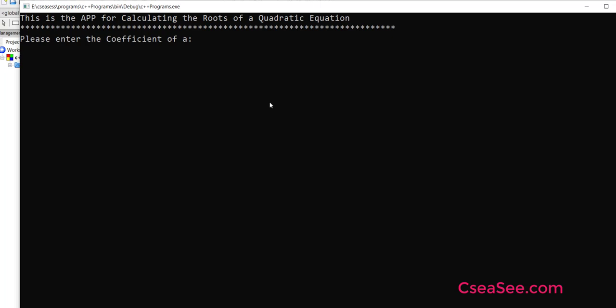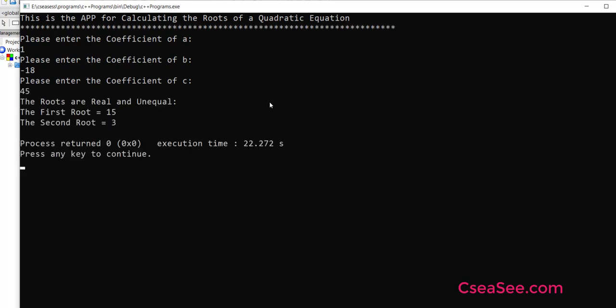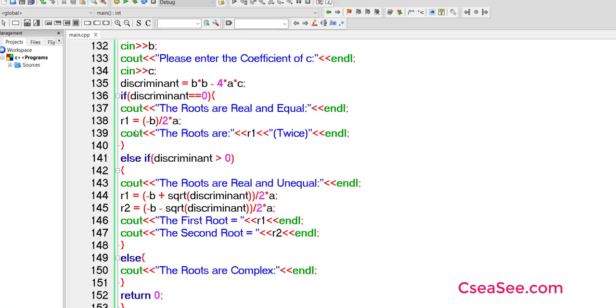So please enter the coefficient. Let me enter the coefficient. I want to give x squared negative 18x positive 45, and the roots should be 15 and 3. So coefficient of x squared is 1, coefficient of b is negative 18, the coefficient of c is 45, and the roots are 15 and 3. That's correct. If you want, you can try one more question.